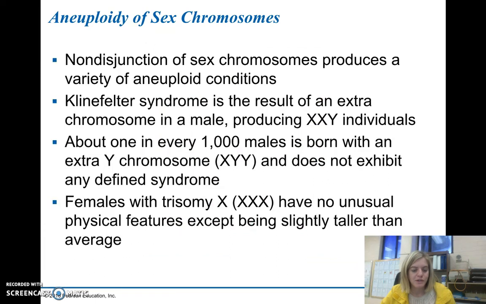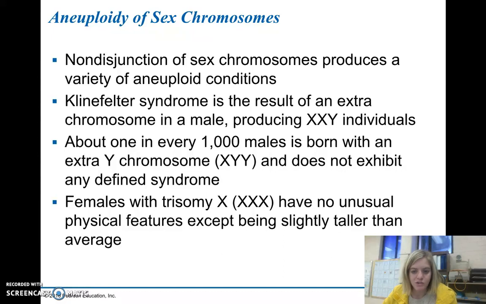There is also a pretty common occurrence of aneuploidy of sex chromosomes, and we think that this is true because non-disjunction of sex chromosomes produces a lot of conditions, but for the most part, because the Y chromosome contains very few genes, these syndromes affect the genetic balance a little bit less than others, and so these syndromes are a little bit more common than other syndromes you might see.